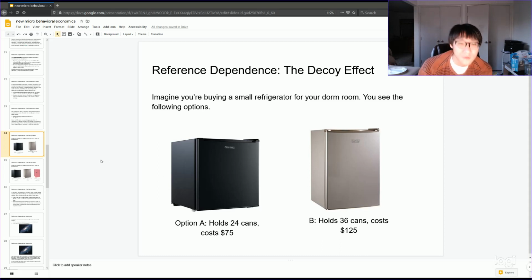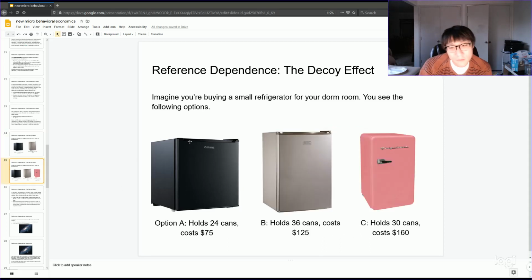It costs $125. Which one are you going to pick? I think in this situation, a lot of people would probably pick option A. I mean, how many cans of soda or beer do you really need to store? Let's just go with option A. It's $50 cheaper.